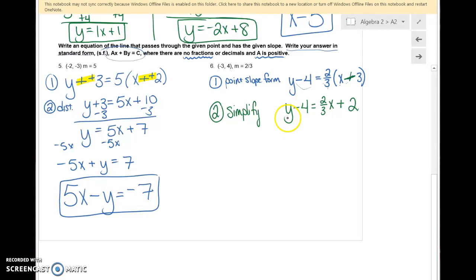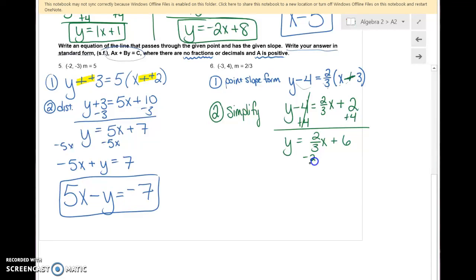First, we need to get the y by itself and get all the numbers over to the right. So we're going to add 4 on both sides. That will give us y equals 2/3 x plus 6. Yes, we still have a fraction. We'll get there.